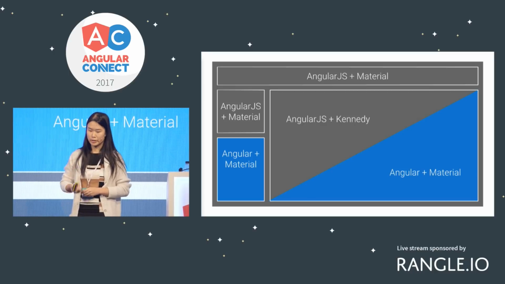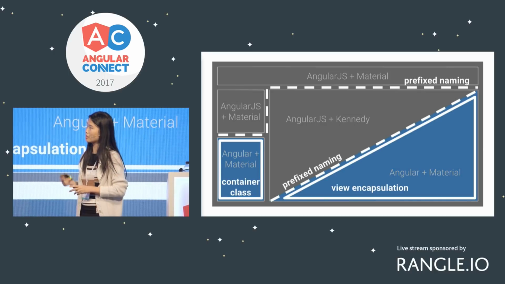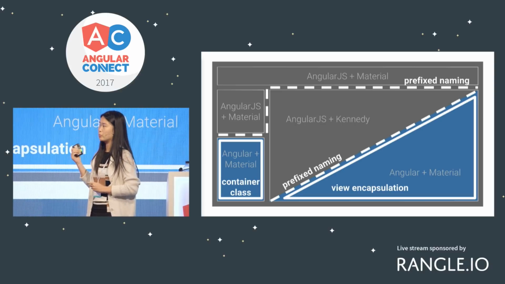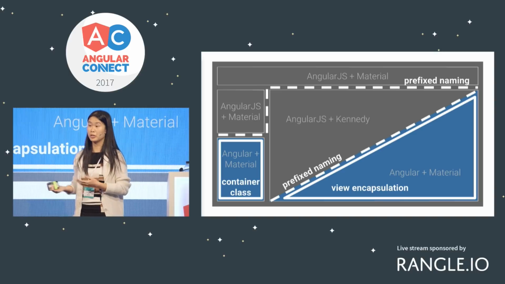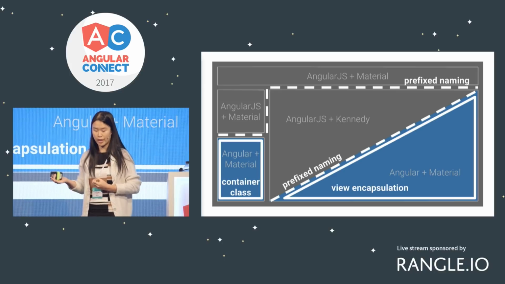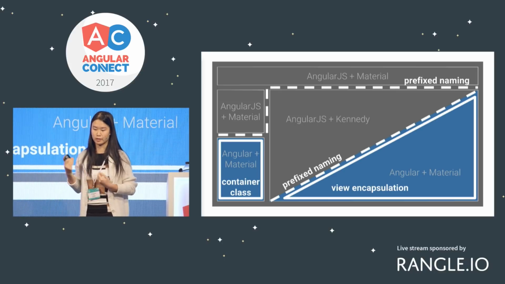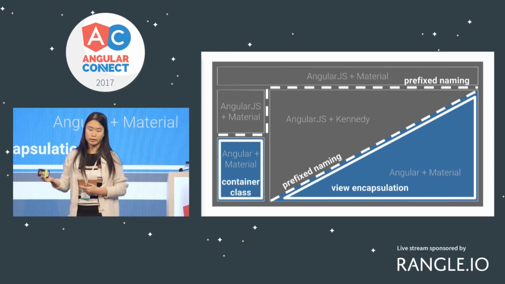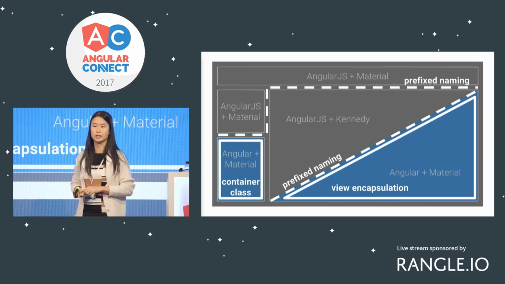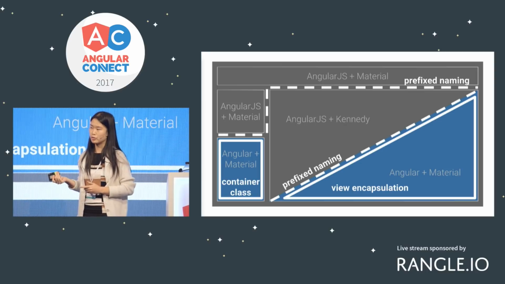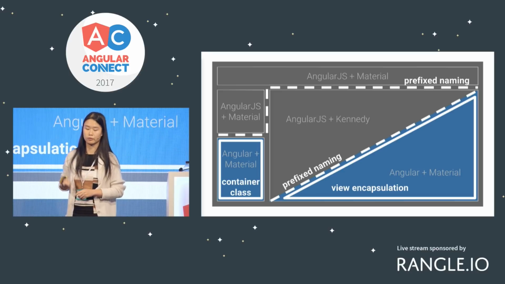The way we did this is by drawing all over our diagrams with boundaries. On the boundary between AngularJS and Angular, and between Material and Kennedy, we have prefixed naming. As a familiar example, AngularJS Material uses the md prefix on all of their class names, whereas Angular Material uses mat as their prefix, and this is one of the reasons. In addition, for all of our Angular pieces, we further encapsulated them using either a class on some top-level container in the DOM, or we relied on Angular's view encapsulation for components. This extra layer of encapsulation was for both stability and for layering.